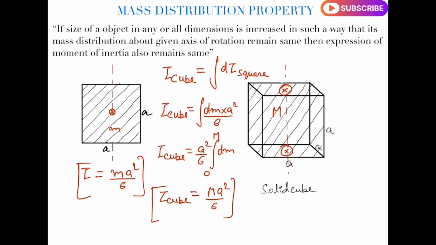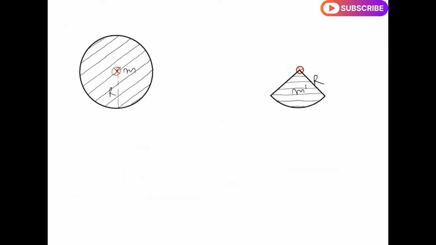So you can see that the formula of moment of inertia for this square and for this cube is same, and it is due to the fact that this cube can be assumed to be formed of many such same dimensional squares which are placed over each other symmetrically. So the moment of inertia formula for each square and for this complete cube would remain the same.